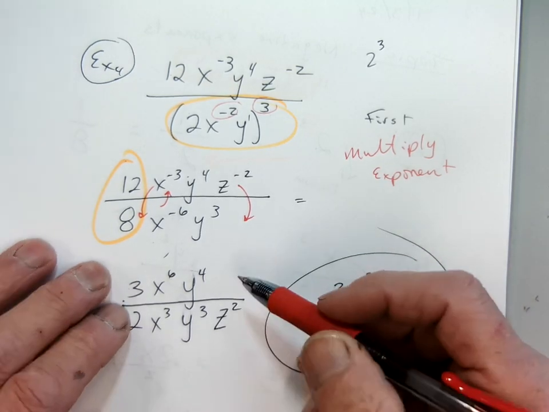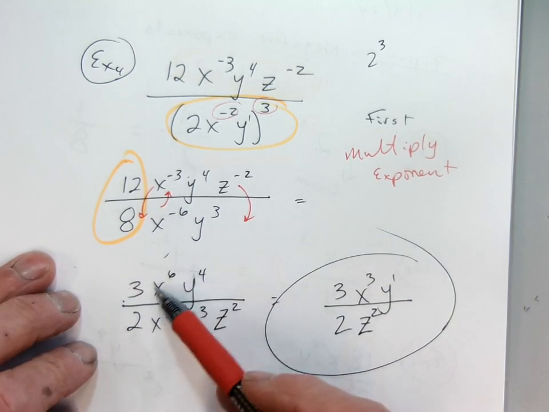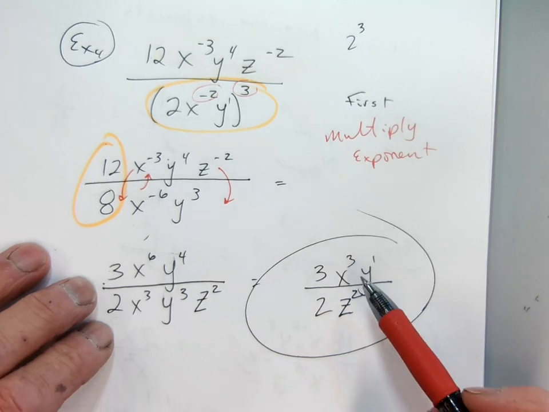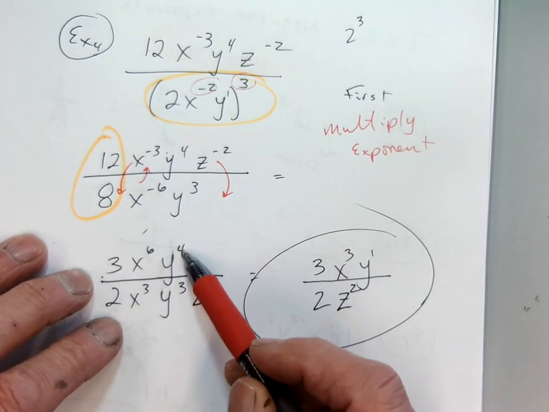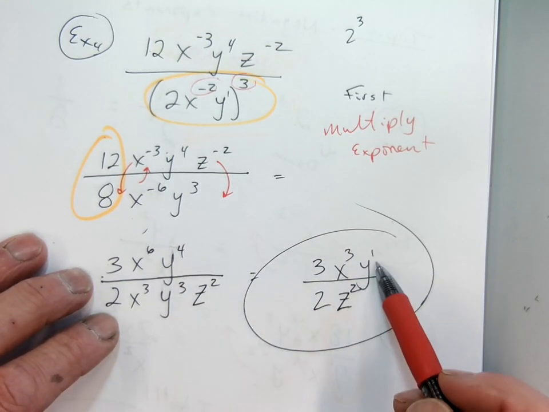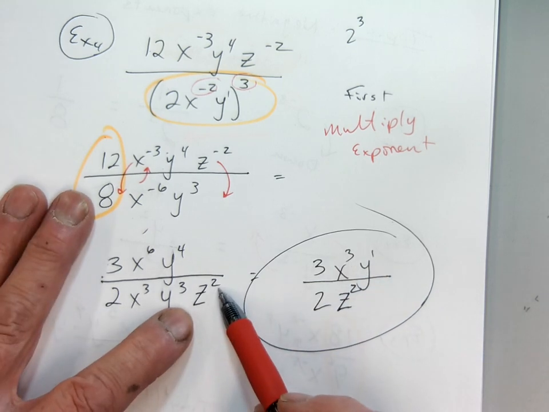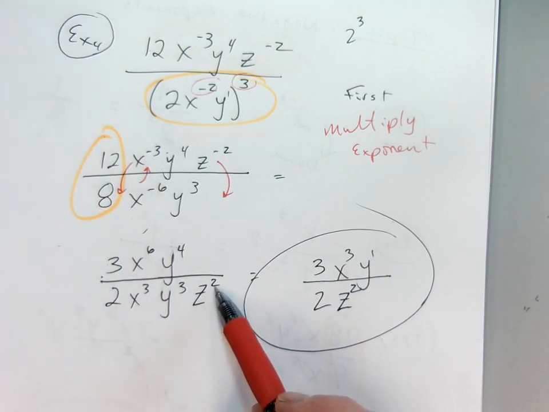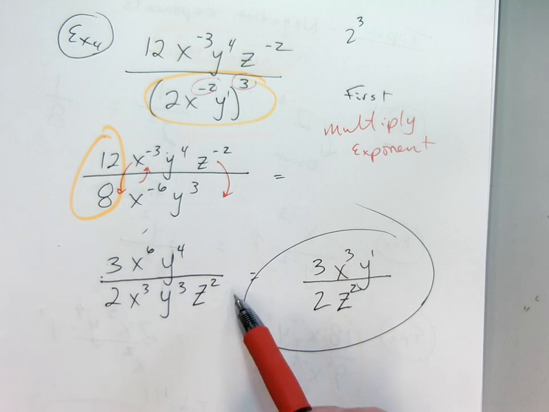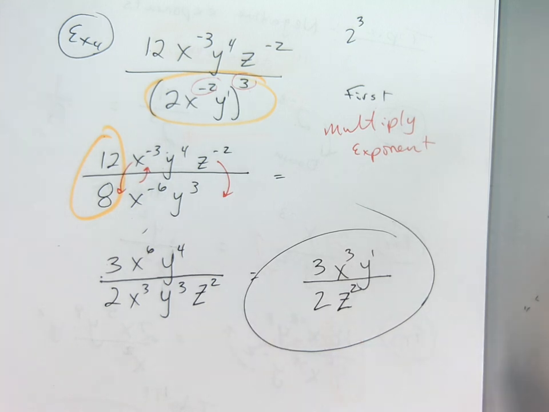Finally, I'm going to tidy it up. 3 of these x's cancel 3 of these x's. y to the third, 3 of these y's cancel 3 of these y's, leaving y to the 1. The z to the second stays right where it's at. There's nothing to cancel, nothing to put it with, it's just z squared, okay? And that's all I had for the lesson. If you have any questions, come see me.